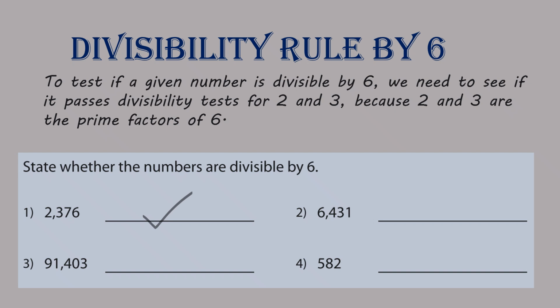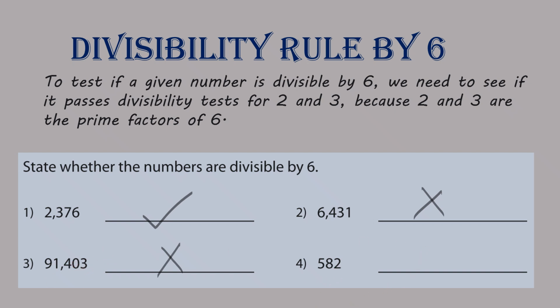Now next we have 6431. The last digit is 1. If the last digit is not even, this will not be divisible by 2. So you don't have to see for 3, because at the first step itself it is not divisible by 2. So we will not check for 3, and that's why this number is not divisible by 6. Now next, in this number 91,403, the last digit is 3, which is not divisible by 2. So this number will not be divisible by 6. Whether this is divisible by 3 doesn't matter, since it is not divisible by 2, it will not be divisible by 6.